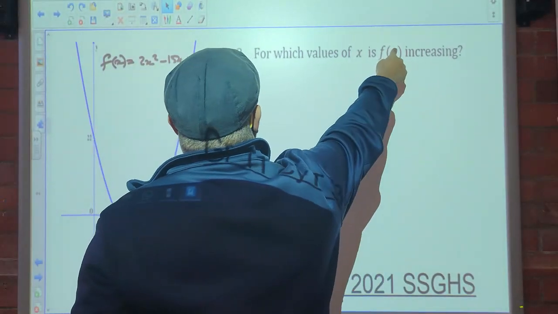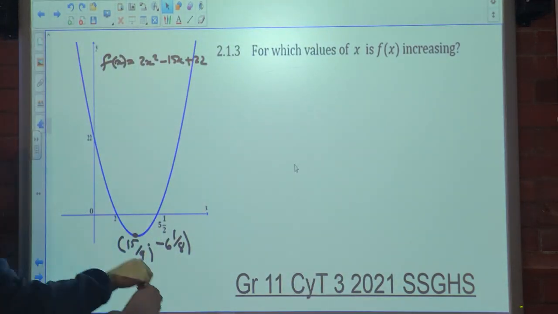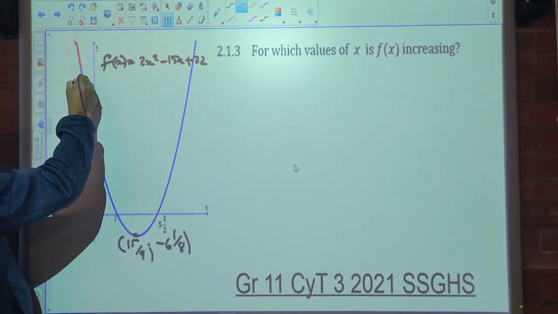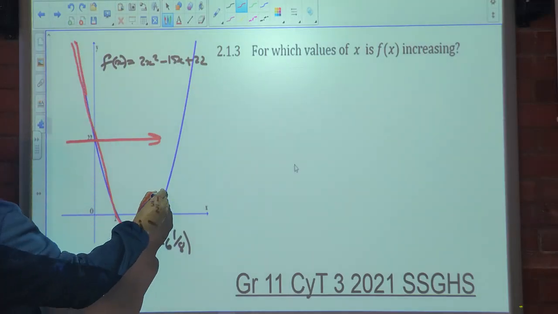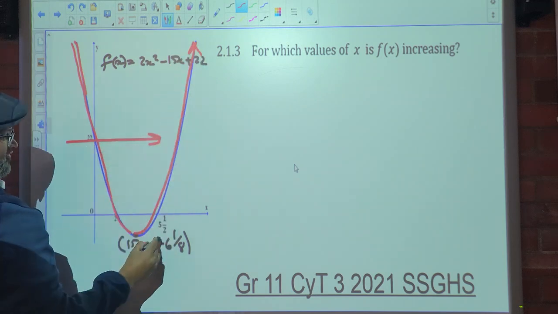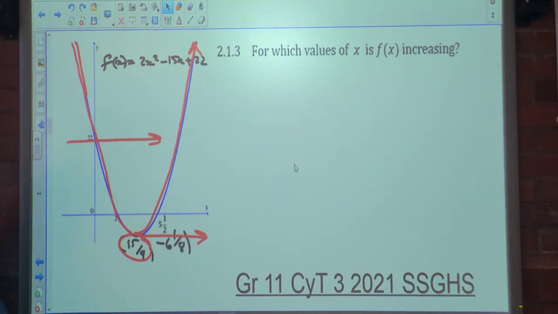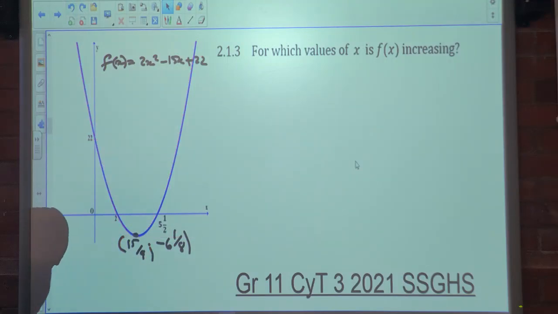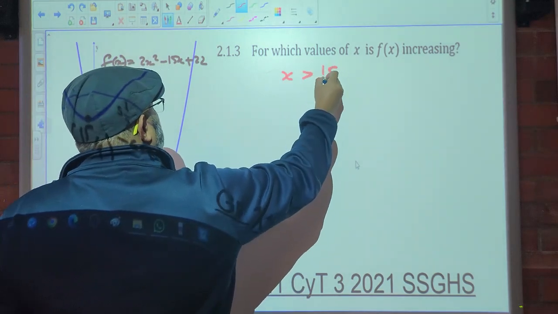For 2 marks, the question says, for which values of x is f of x increasing? So as you can see here, as you move from left to right, the graph is decreasing. Here the graph is increasing. So it's increasing for x is more than 15 over 4. Everybody can understand? You say the graph is increasing for x is greater than 15 over 4.